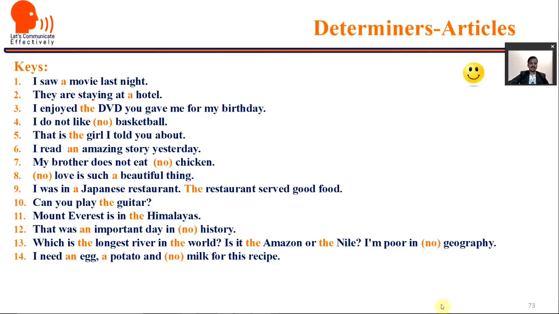I need an egg, a potato and milk for this recipe. And is that a U or an O? I'm unable to read it. So it is not "is that U or O." You are referring to them as independent letters, so you have to use a and an.